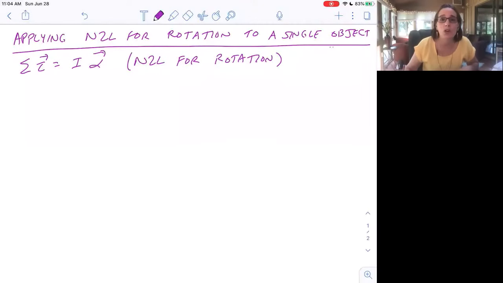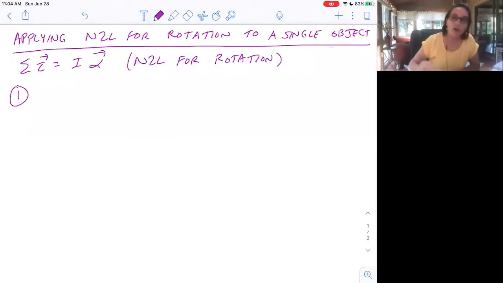In this video, we're going to talk about how we can apply Newton's second law for rotation, that is that the sum of torques is equal to the moment of inertia I times the angular acceleration alpha. So the rotational equivalent of F equals ma, this is now sum of torques equals I alpha. So Newton's second law for rotation applies to a single rotating object.